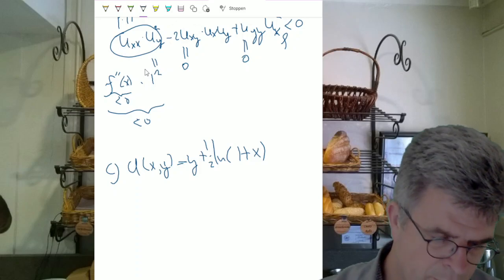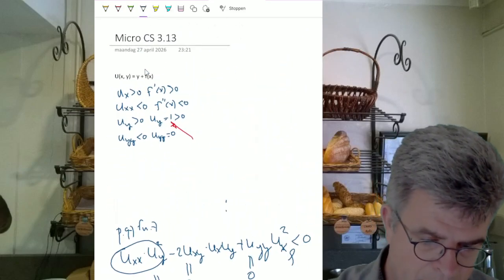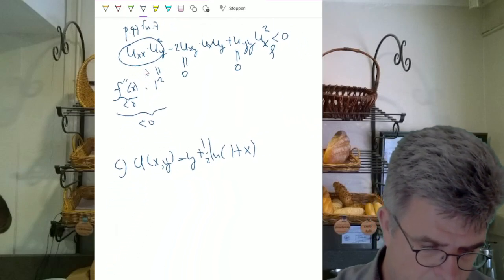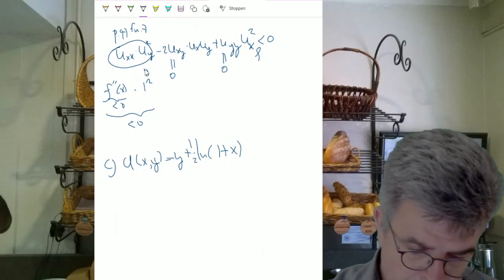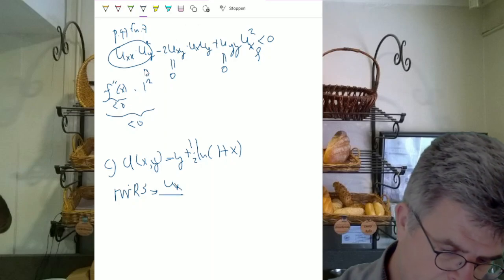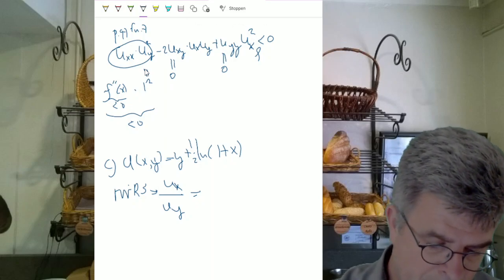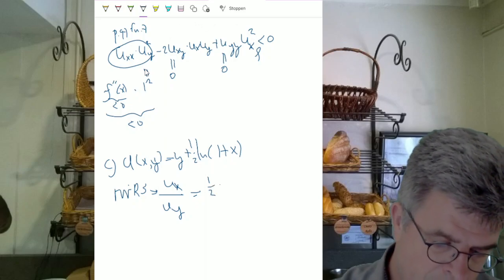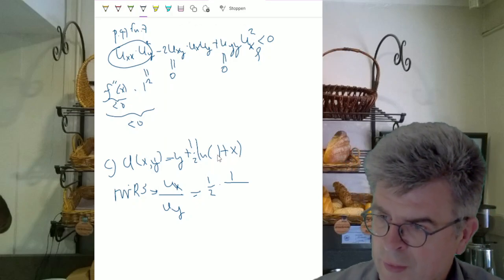Notice here that an a is added in the exercise, although in the utility function that is given, there's no a appearing anywhere, so we can forget about that. But the marginal rate of substitution is identical to the derivative with respect to x divided by the derivative with respect to y. Now the derivative with respect to x is 1/2 and then 1 over the derivative of what's in parentheses within the natural logarithm.